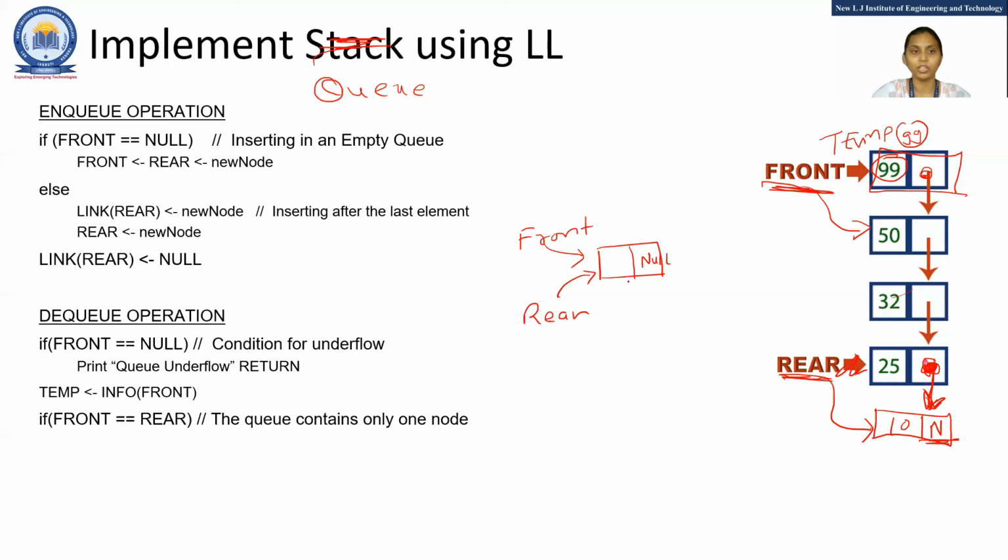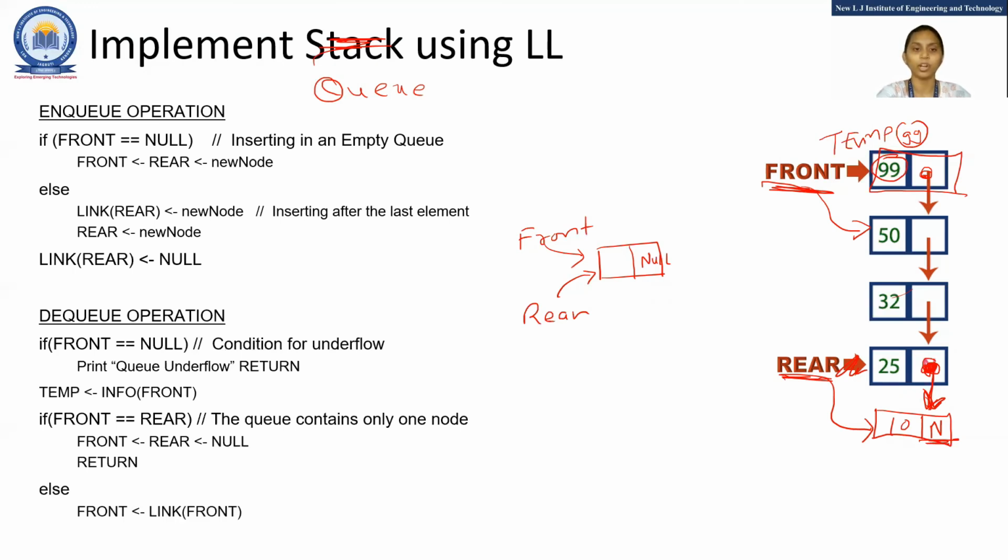And if I want to delete this, then after deletion of this node, front and rear should point to what? Nothing. Nothing means null. So I need to update that front and rear both should now point to null, because this node is going to be dequeued from your queue. Fine or not? And if it is not this case, then what do you need to do?